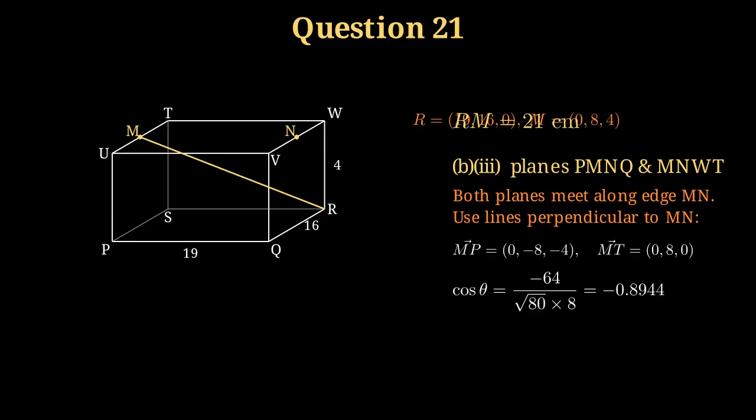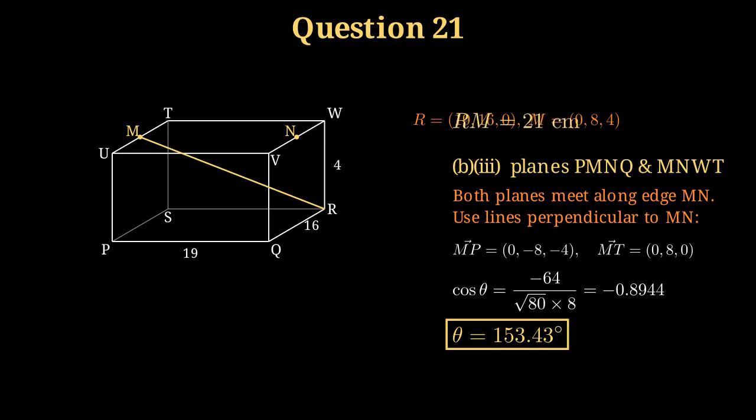Cosine of the angle is their dot product, -64, over the square root of 80 times 8. That is -0.8944. The negative sign tells us the angle is obtuse. Taking the inverse cosine gives 153.43 degrees, which is the obtuse angle we wanted.